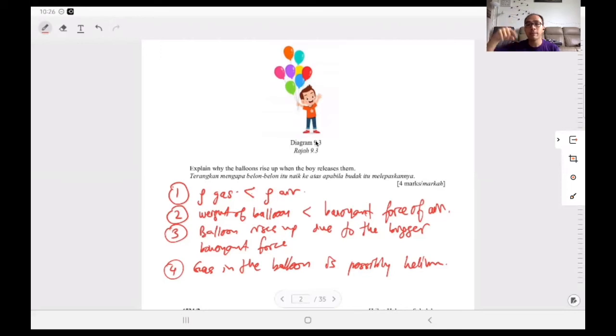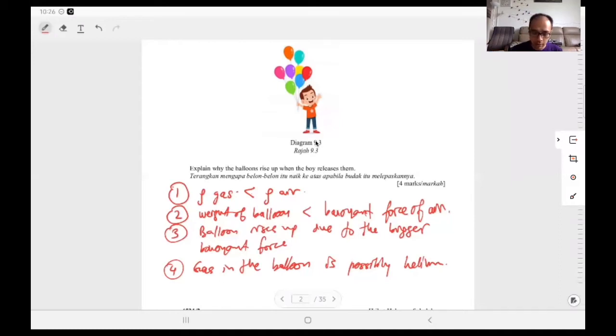Kenapa balloon naik dan kenapa balloon itu tenggelam. But the basic 4 points are there. Talk about the density, talk about the difference between the weight and the buoyant force, and then tell me what, apa yang menyebabkan the balloon to rise up. Okay, and then the gas in the balloon, just state the possible gases there are.